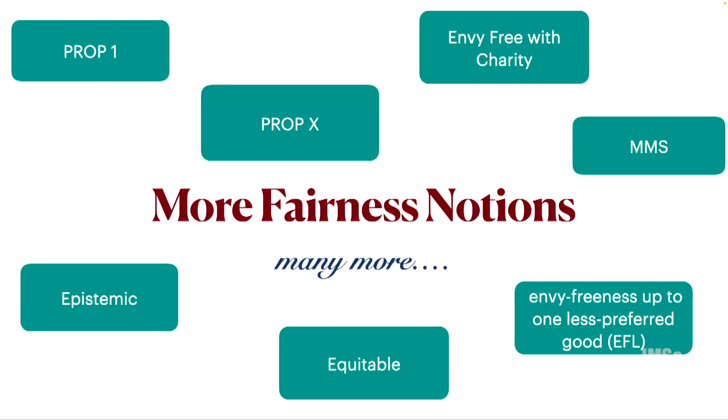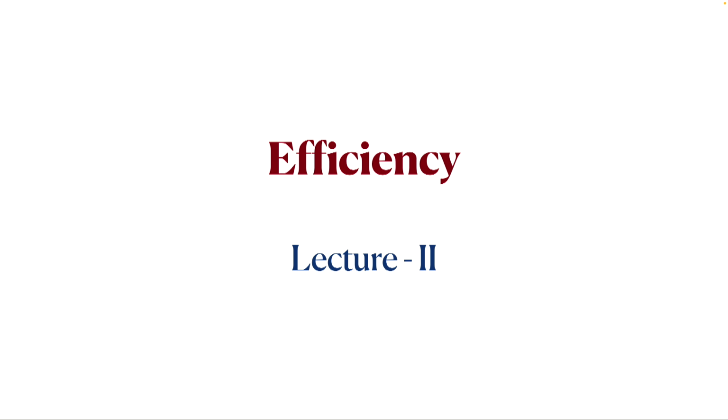So there are several notions of fairness, and many more as well. We will not talk about these fairness notions now. It is just to tell you that there are a lot. There is something called charity as well in envy freeness, where you donate some item and then see what happens. So we talked about fairness so far. Let us talk about efficiency now.